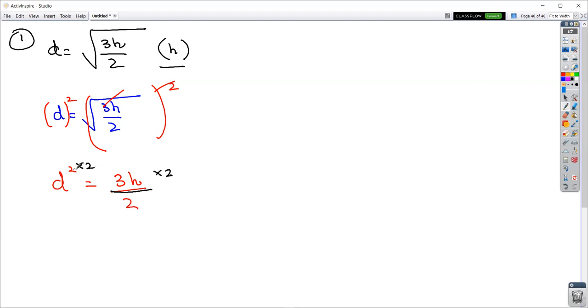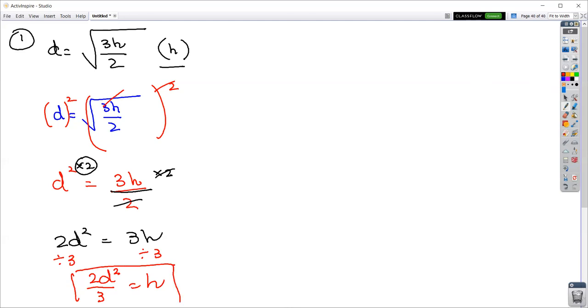So it looks like a power, but actually it's a variable. So you'll be having 2d squared equals 3h because the top and the bottom 2 would simplify. Now to eliminate 3 from there, it's written in a product form. So the inverse of the product is a divide. And you'll be having 2d squared divided by 3 equals h. And we are having now h as a subject.